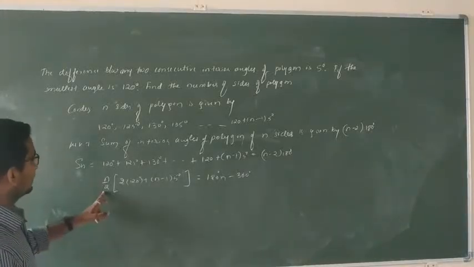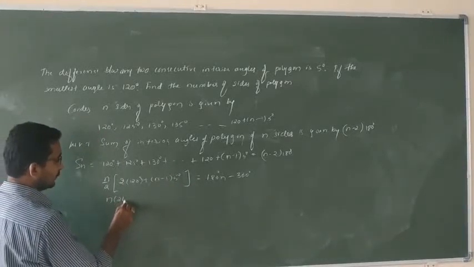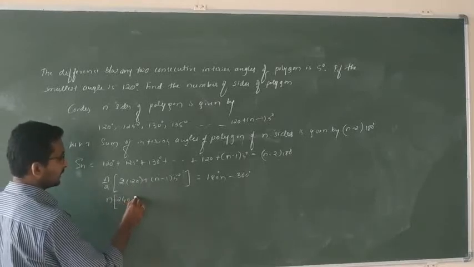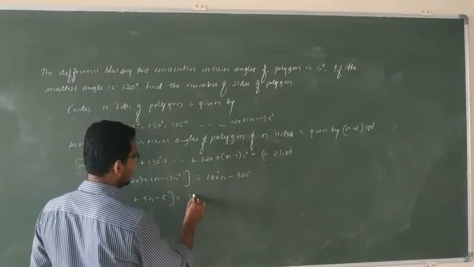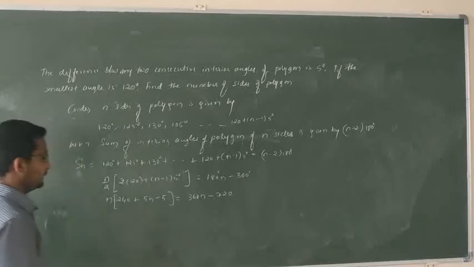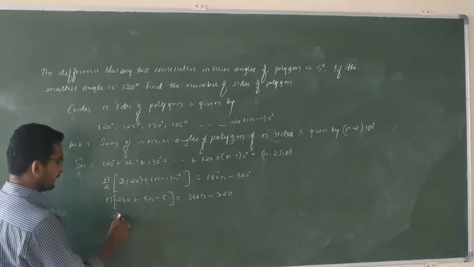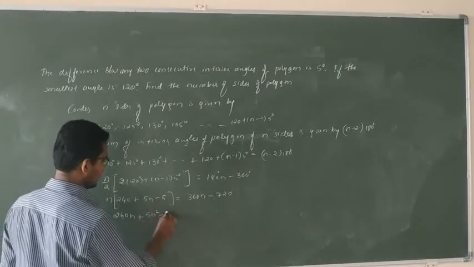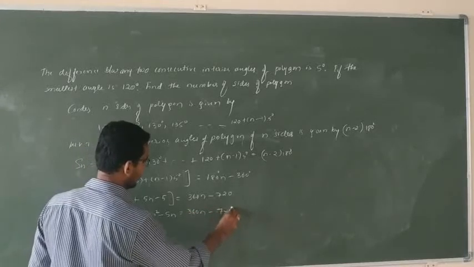Then this 2 is going to be multiplied here. So n into 240 plus 5n minus 5 is equal to 360n minus 720. Now I am going to multiply this n inside the bracket. Then 240n plus 5n square minus 5n is equal to 360n minus 720.